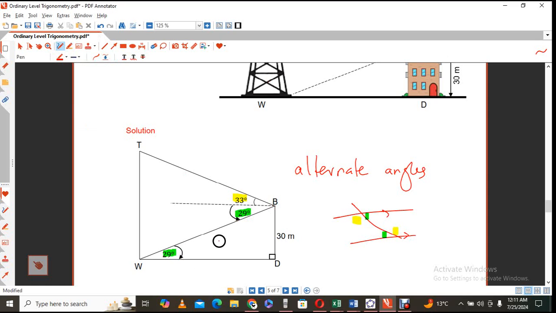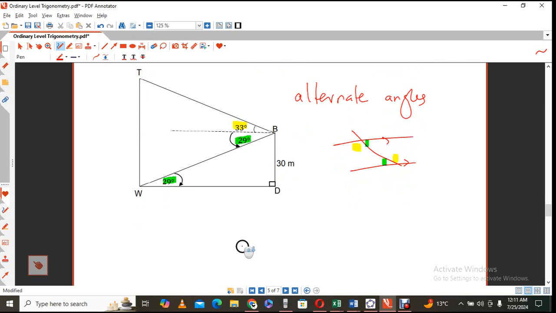Now, why is that important? Because our objective is to find the distance from W all the way up to D. We have an angle and a side, so we can use our ratios. We are looking for the adjacent and we have the opposite, so we're going to use the tangent ratio.